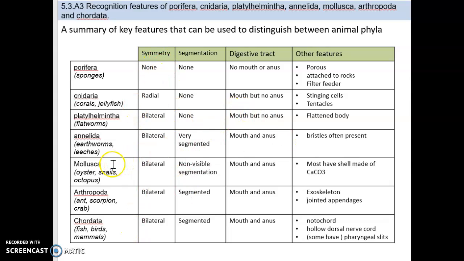So make sure you're familiar with, if it's a mollusk, what kind of things would be expected to see. If it was a flatworm, what kind of things would we expect to see? Okay, so make sure you are aware of those. And then from there, we can use features to help us do a key. Now, you may have done keys in lower school or in primary school to help you identify things.